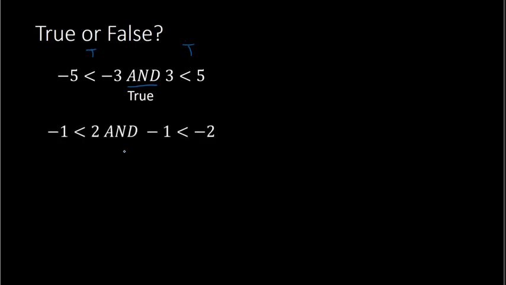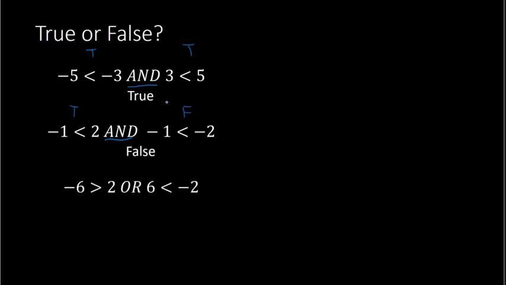Next we have -1 is less than 2 and -1 is less than -2. The first statement is true. Second statement is not true. -1 is not less than -2. For an and statement, both need to be true. So because only one is true, this would not be a true statement because both need to be true for an and statement. So this would be false.